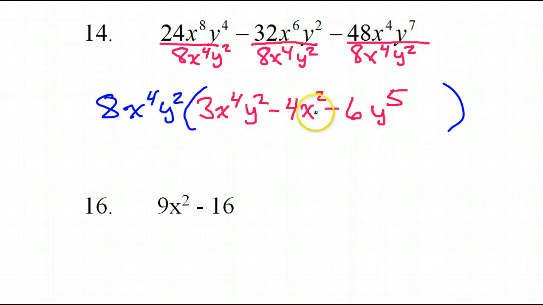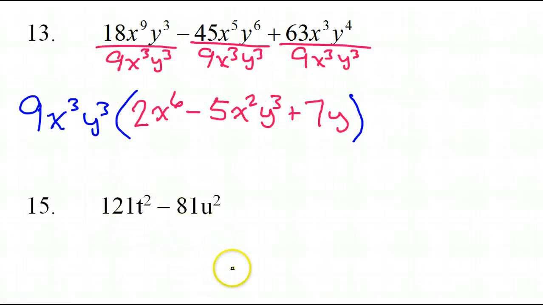Scan across here to see if there's a common factor. If there ever was a common factor, that would mean we didn't pull out enough. But 3, 4, 6, nothing divides into all of these. 3 is prime. There are no variables in common, so we did the right thing.